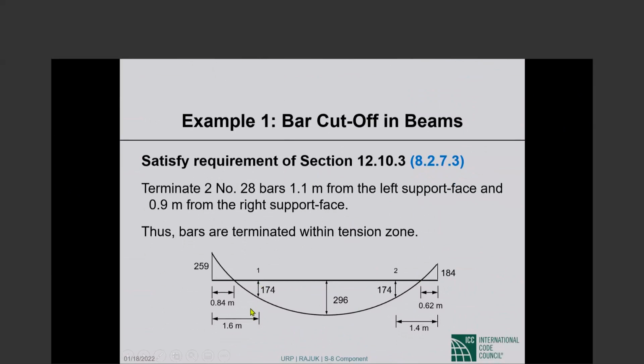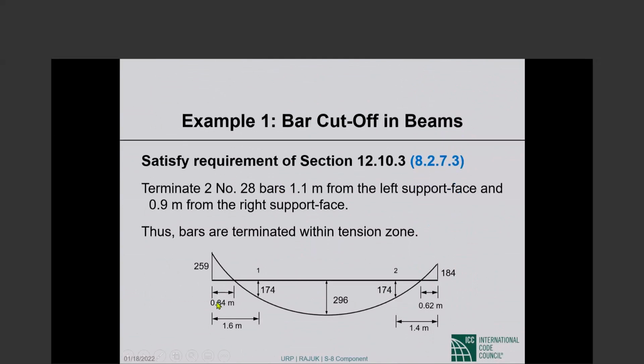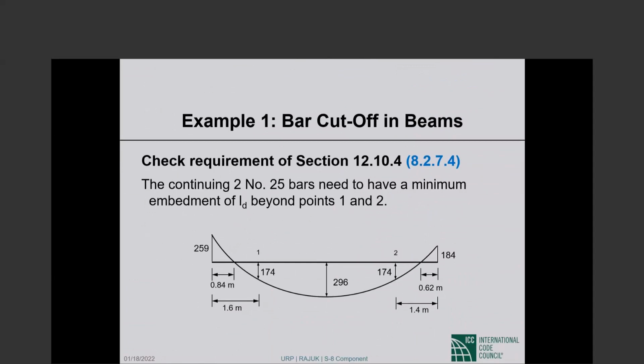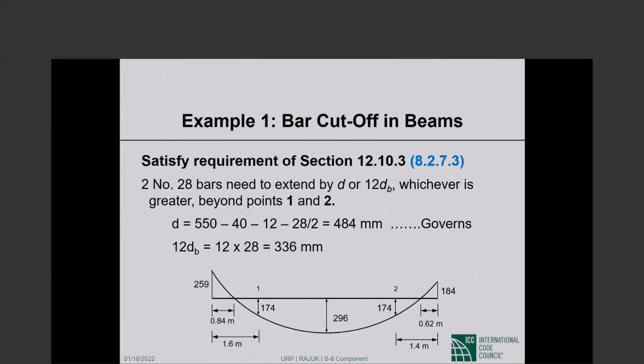Okay. So terminate two number 8 bars 1.1 meters. So this is 0.84 meters. Another 0.48. So 84 plus 4. No, I somehow got, I mixed up the pages.